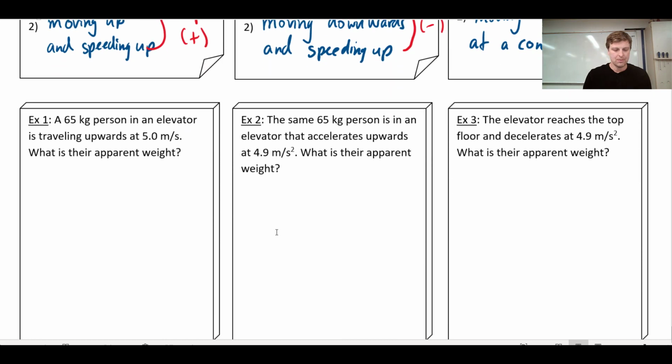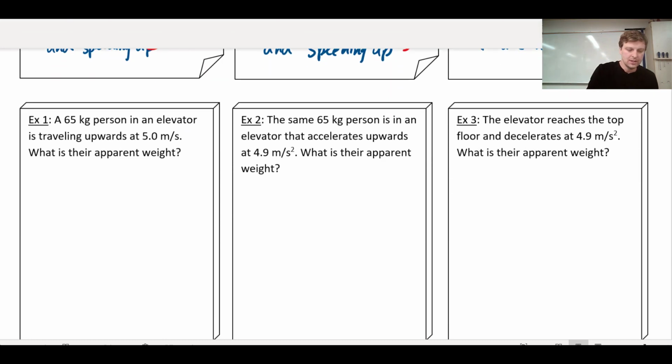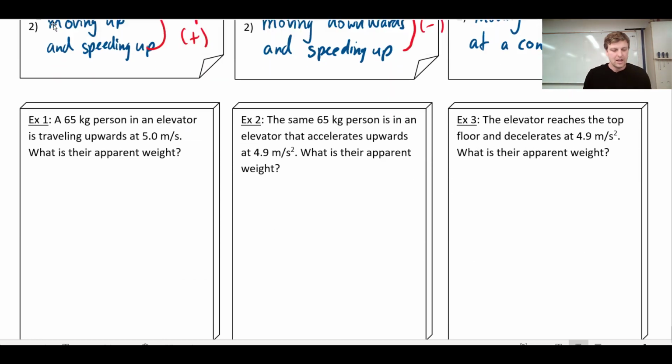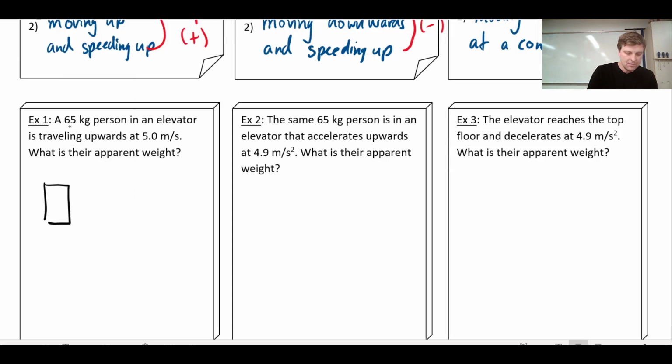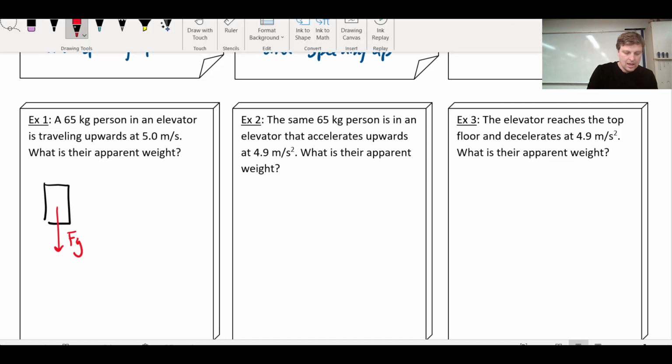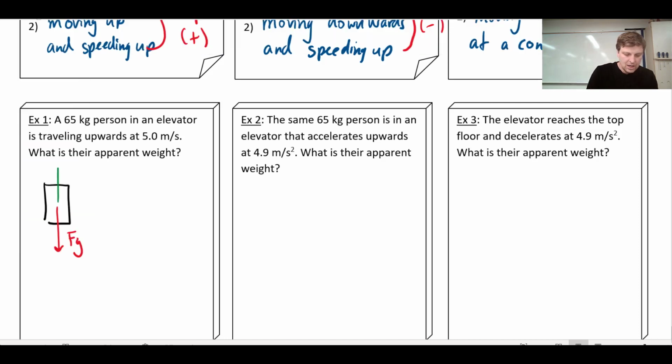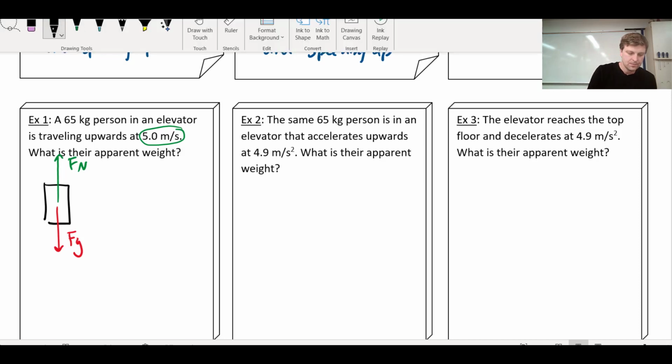So let's look at a few examples where we might solve this. So I've got a person in an elevator, okay, free body diagram time, traveling upwards at 5 meters per second. What is their apparent weight? So as they stand on this elevator, they've got a force of gravity pulling down on them, and I would have a normal force pushing up. And even though they're moving at a constant velocity, there's no acceleration there. So these two forces would be the same, okay?